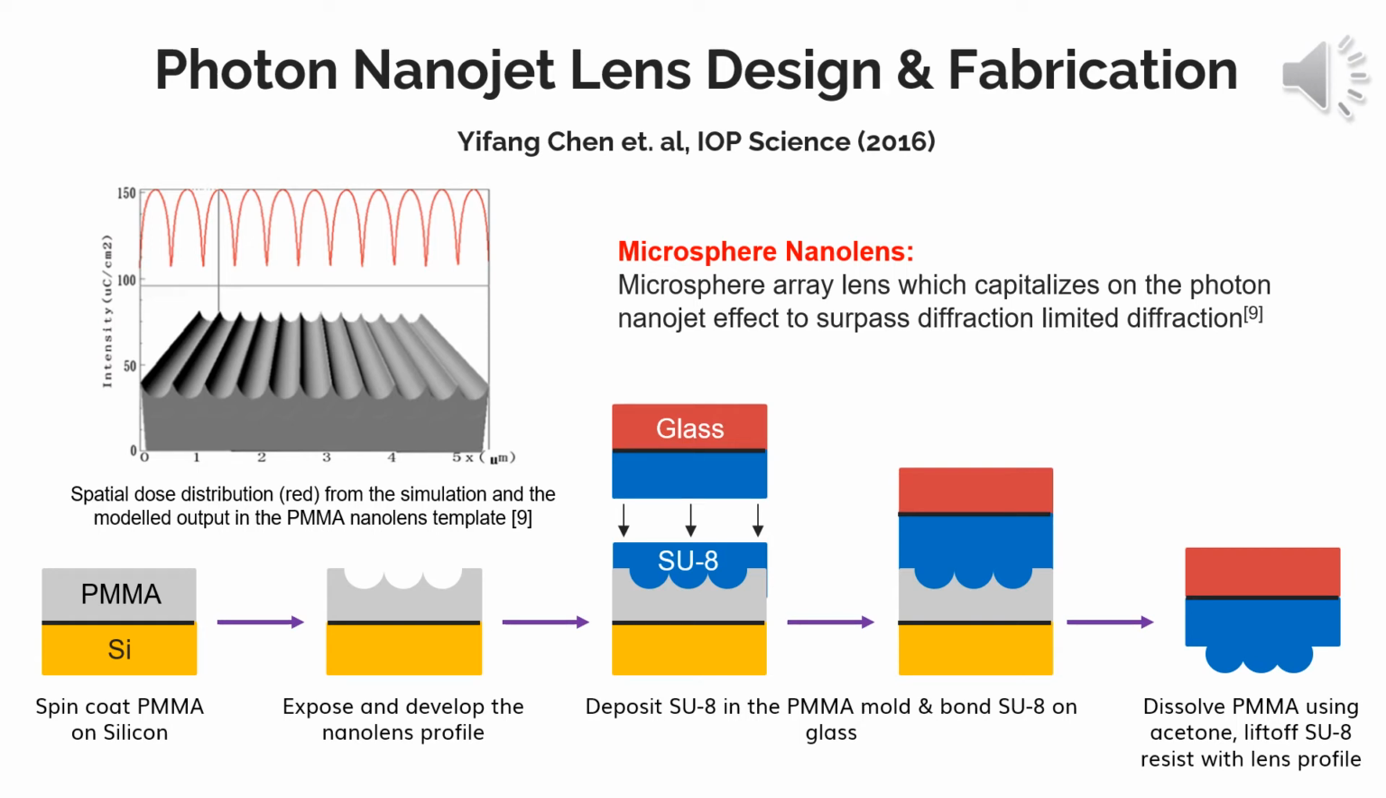After developing this profile using IPA:H2O in a 7:3 ratio, they cast a 500 nanometer thick coating of SU8 on this pattern area via spin coating and separately spin coated another 500 nanometers of SU8 on glass. Then, they bonded the two wafers together and lifted off the SU8 from the PMMA by dissolving the PMMA in acetone. This left a nanolens attached on glass. This fabrication schematic is shown on the bottom of this slide.